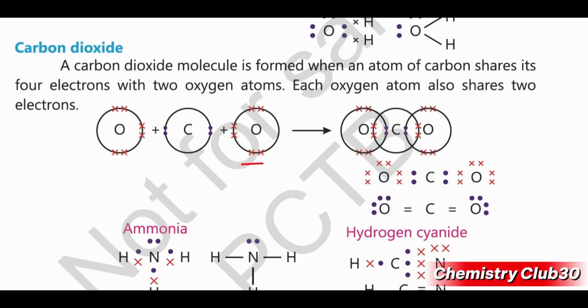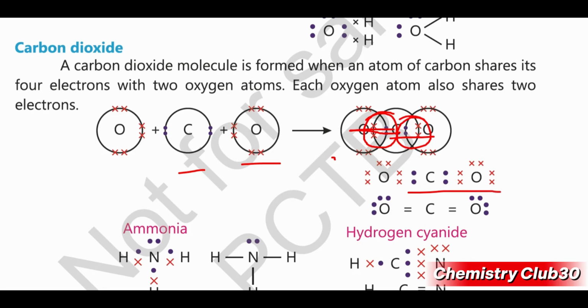Oxygen has 6 electrons in the valence shell, and carbon has 4 electrons in the valence shell. So this carbon will combine with an oxygen atom and share 2 electrons with the oxygen. In total 4 electrons are present in the center of this carbon and oxygen. In the same way, this carbon will form a bond with the other oxygen atom. These double bonds represent the 4 electrons that are present between carbon and oxygen.